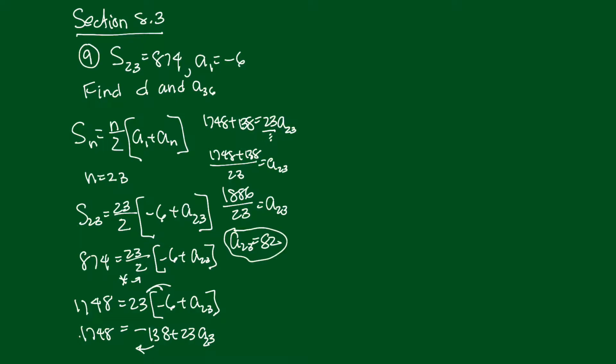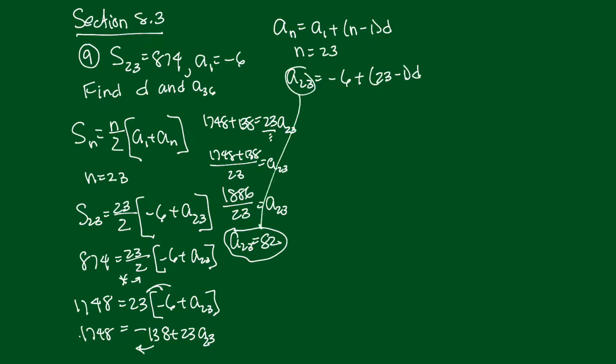Now, since I have a term number, I'm going to use the term number formula, which is this one. A sub n is equal to a1 plus n minus 1 times d. And because I have the 23rd term, I'm going to use 23 for that one. All right, so a sub 23 is a1, which is negative 6, plus n 23 minus 1 times d. And I just happen to know a sub 23, right? A sub 23 is that number right there. So we're going to get 82 is negative 6 plus, how about 22d?